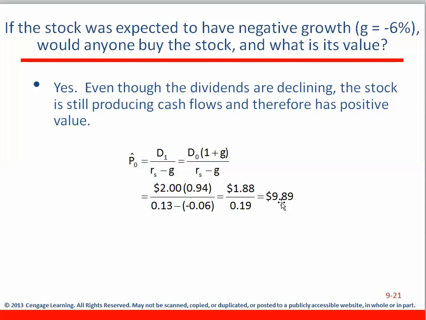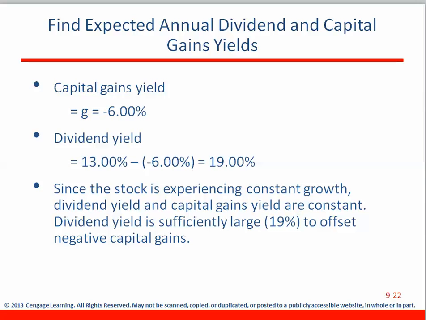And so this is as you would expect. If growth is negative, the stock is going to be worth way less than if growth is positive. But it still has a positive stock price because it's still paying dividends. Okay, and then here's the capital gain and the dividend yield again. The capital gain is -6, the total return is still 13, and so the dividend yield, because the stock price is so low, is actually 19%, and that's why somebody would buy this stock.